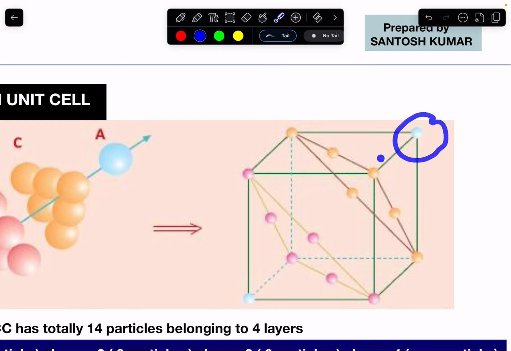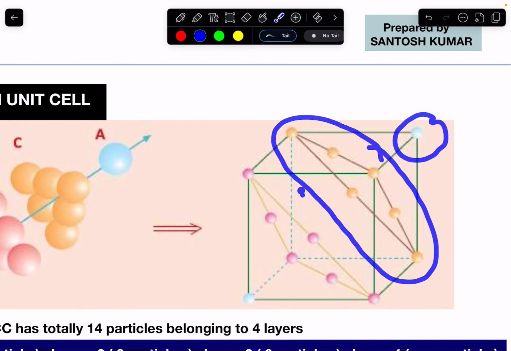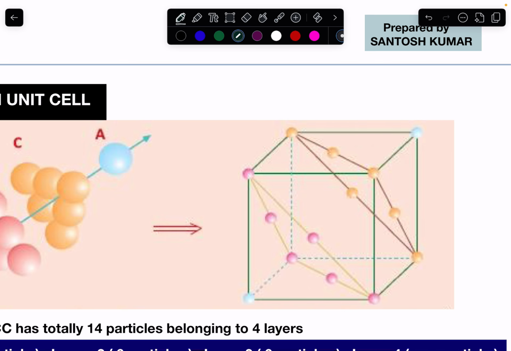So here 1 plus 6 plus 6 plus 1. So totally there are 14 particles in one unit cell of FCC. These 14 particles are actually coming from four layers. One particle is coming from the first layer, 6 particles are coming from the second layer, 6 particles are coming from the third layer, and 1 particle is coming from the fourth layer.